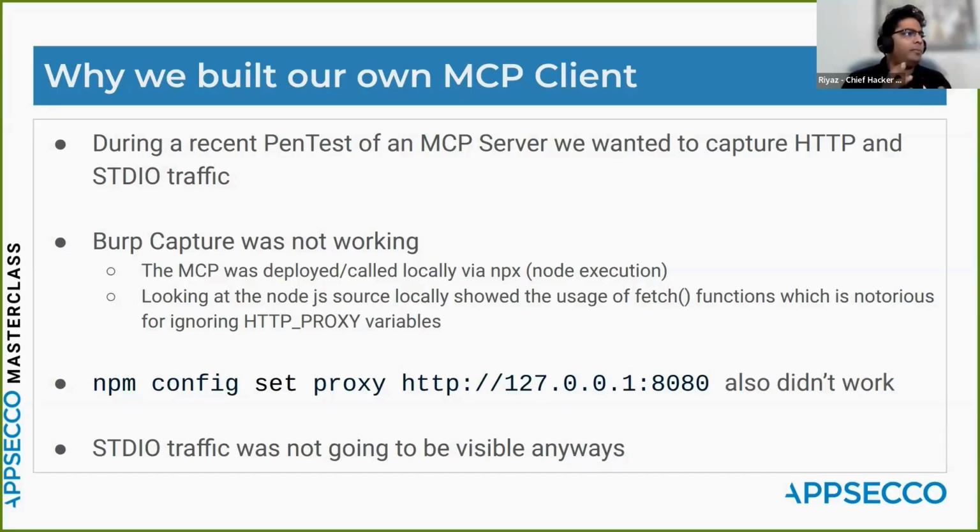We Googled around and we figured that npm config set proxy works in some cases, but in our case it didn't. And in any case, STDIO traffic is not going to be visible between the MCP client and the local MCP server. So we had to come up with a solution.